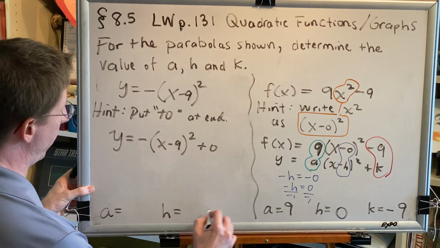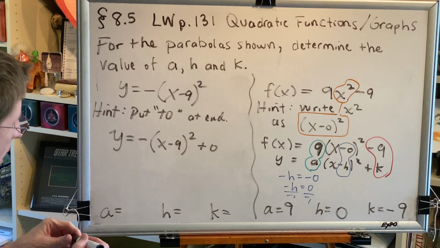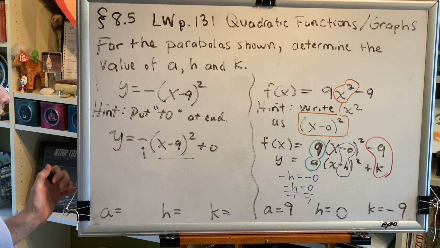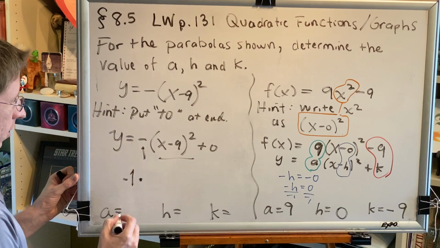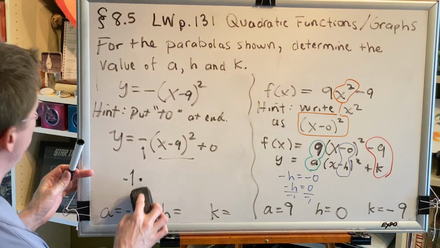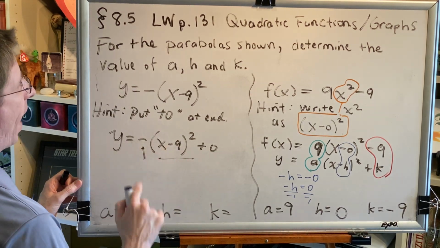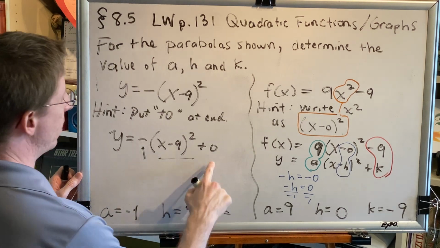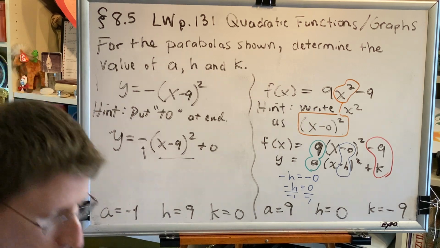All right, so let's do this. A, h, and k. A is the number multiplying by the squared part. Here's the squared part. There's the number multiplying by it. Remember, this hyphen is mathematical shorthand for negative 1 times. So a is negative 1. H is the number inside the parentheses being subtracted. This says x subtract 9. 9 is what we're subtracting. K is the number being added or subtracted outside, so k is 0.